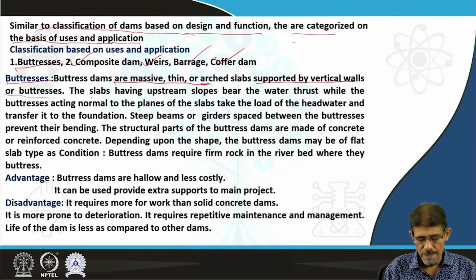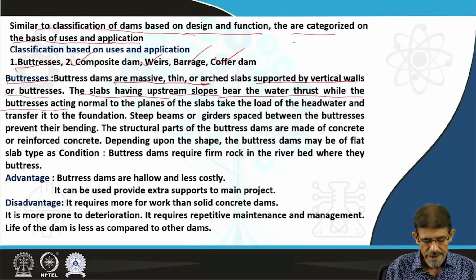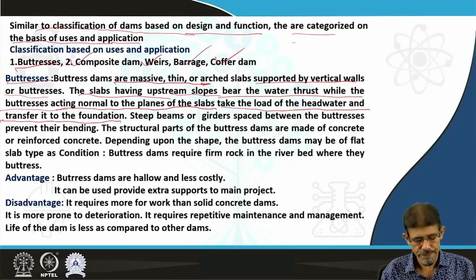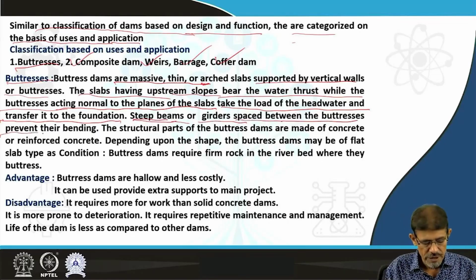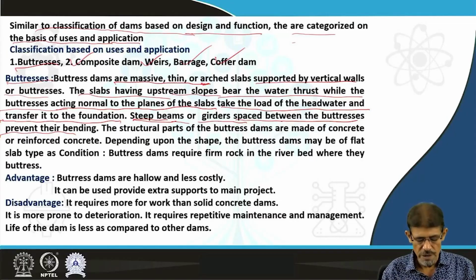The slab having an upstream slope bears the water thrust, while the buttresses, acting normal to the plane of the slab, take the load of the headwater region and transfer it to the foundation area. The steel beams or girders placed between the buttresses prevent their bending as an extra precaution.